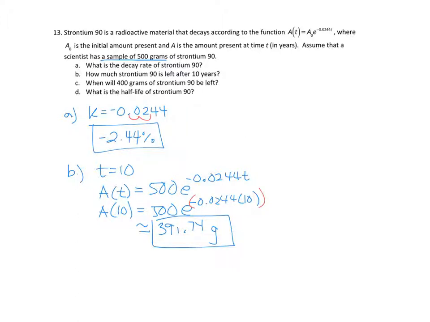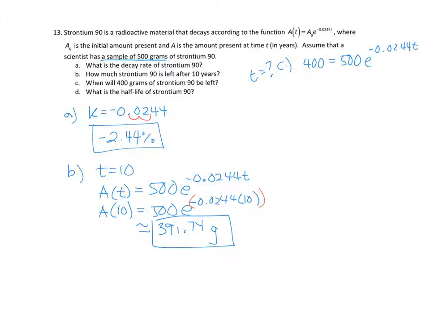In part C, when will 400 grams of strontium-90 be left? We want to put 400 in for A of t, that's our output, and since it's saying when, we want to know what is t. We're solving for t. So 400 is equal to, we still have an initial amount of 500, so we're using the same formula, 500 e to the negative 0.0244, and this time we don't know t. We're solving for t.